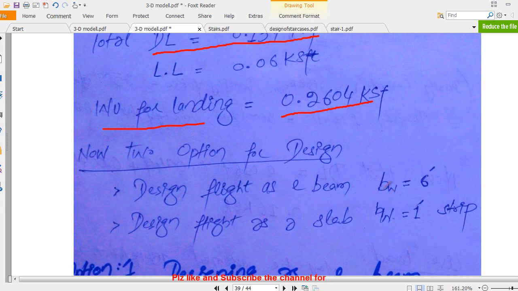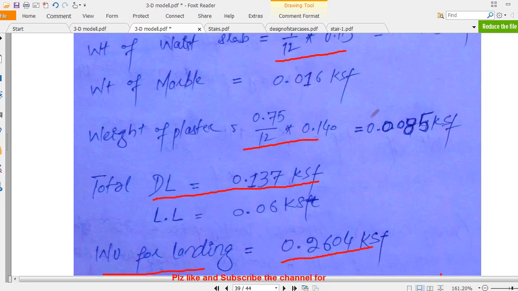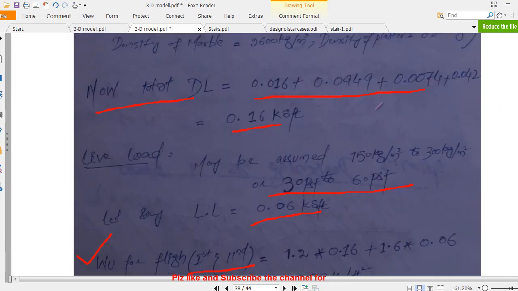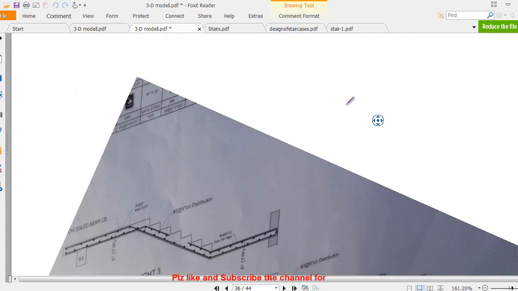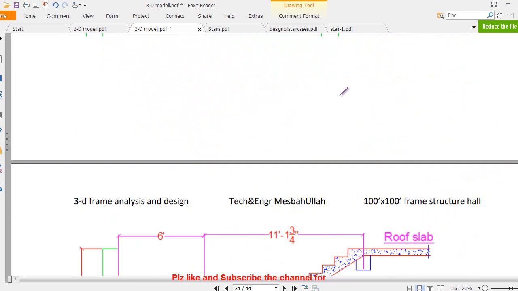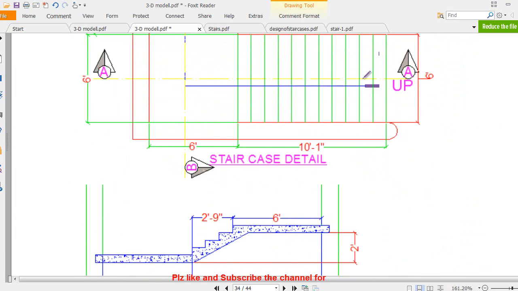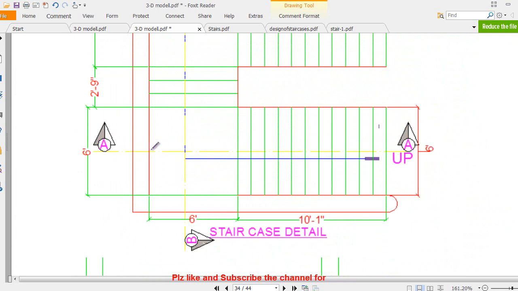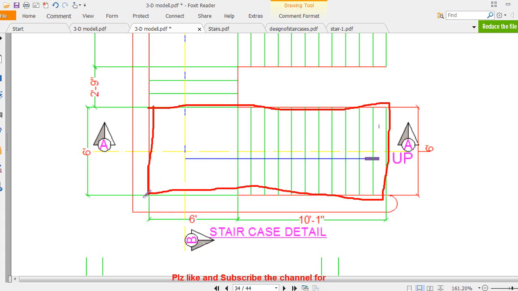Either we design the flight as a beam by considering the width of the beam as 6 feet, or we can design the flight as a strip. Remember, this is very important. As you see here, you can either design this flight as a beam, considering the total flight as a beam, by just considering its length, its width and its depth.